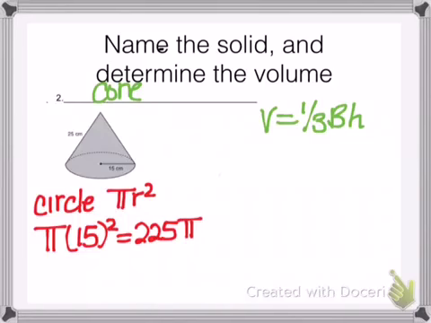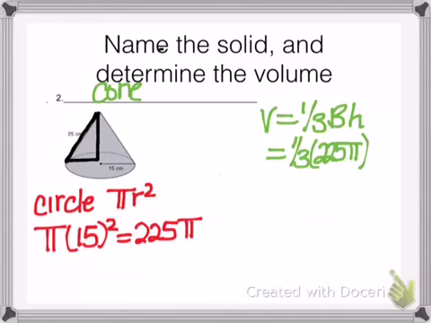So I can go back to my volume formula and I can substitute in. I know to find my volume, it's 1/3 times the area of the base, and the area of the base is 225 pi times the height. Now if I look at my shape, I can tell that this 25 is on the slant side, so that's not the height. The height is always vertical.